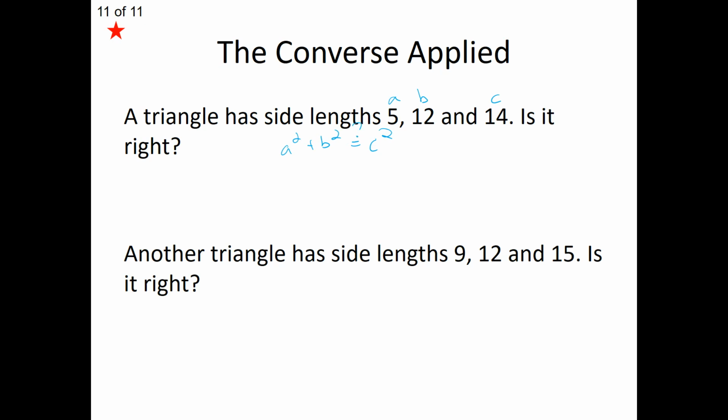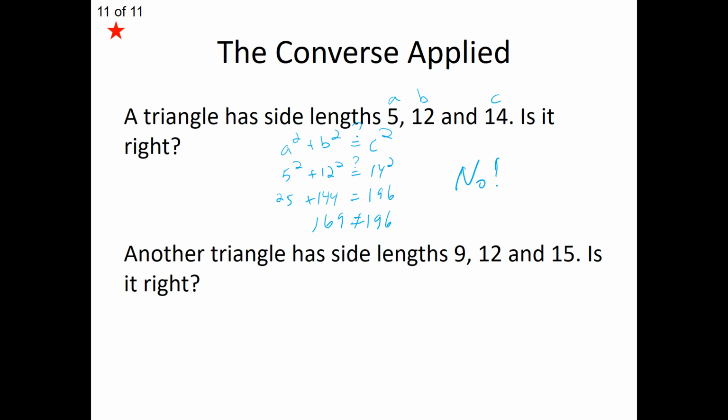Is A squared plus B squared equal to C squared? So we have 5 squared plus 12 squared. Is it equal to 14 squared? Well, we get 196 on the right-hand side. On the left, 5 squared is 25, 12 squared is 144. Add those together, we get 169. Those are not the same. So is that triangle a right triangle? No, it does not satisfy the equation A squared plus B squared equals C squared, which means we do not have a right triangle. Let's test our next example.